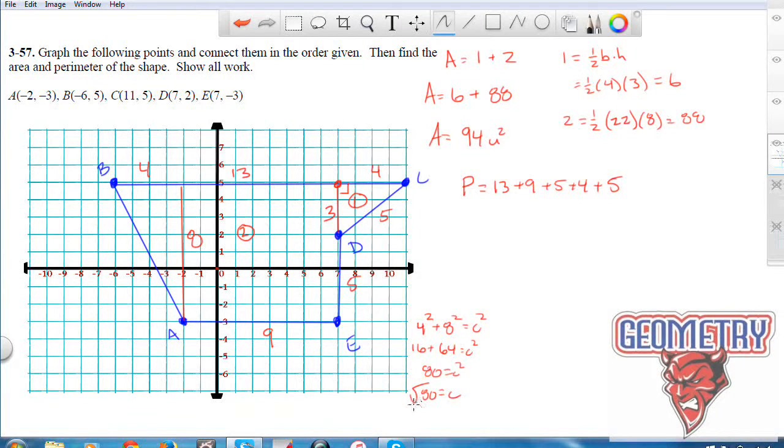80 reduces. It doesn't have a perfect square root, but it will reduce. We can use our tricks there to help reduce that. Let's see, 16 times 5? Yeah, so 16 times 5. So the square root of 80 equals the square root of 16 times 5, which is 4 root 5.